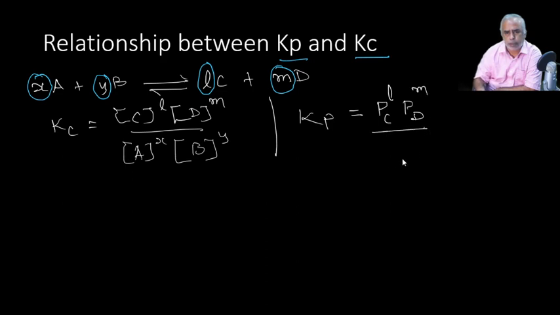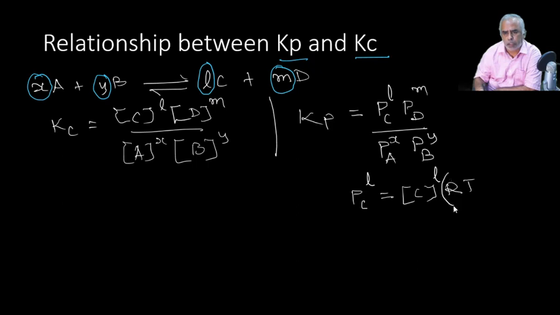Do you understand? Divided by Pa power X, then Pb power Y. We know already that P is represented as what? For instance, if it is Pc, I can write Pc is equal to the concentration of C into RT. So in that case, this is whole power. So I can put power L means C power L, RT whole power L. So similarly, we can write all this.